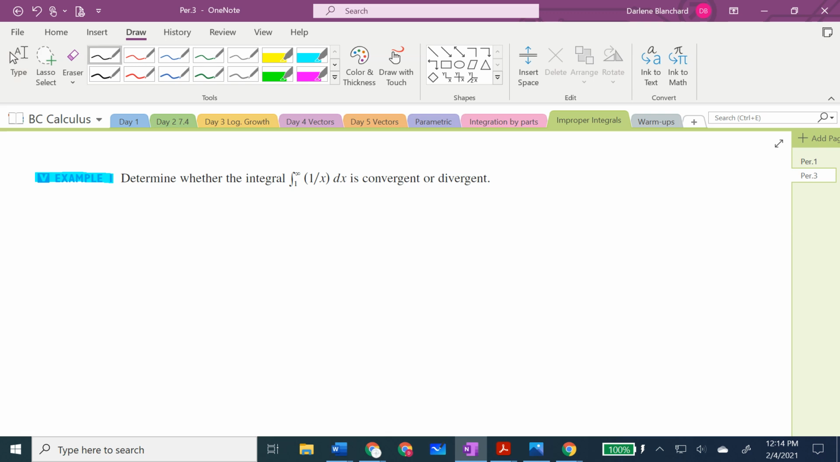All right. Now, that graph that I just showed you is the graph of 1 over x and looking at 1 to infinity. Let's find out. Is it convergent or divergent? So what I'm going to do is I'm going to replace infinity with a letter. This time I think I'll just put a t in.